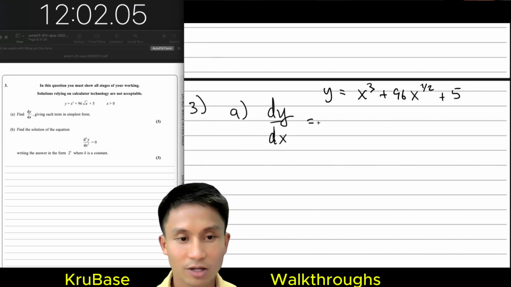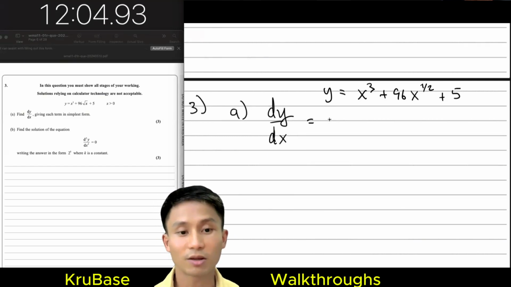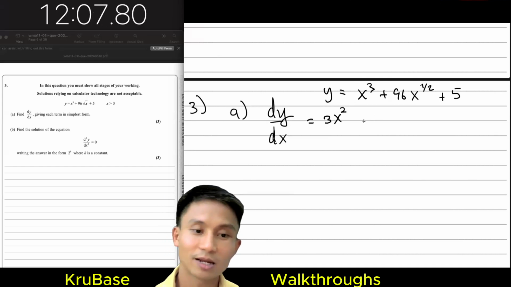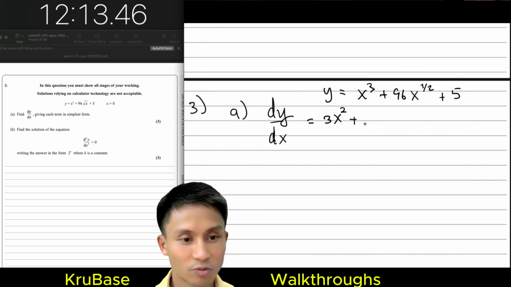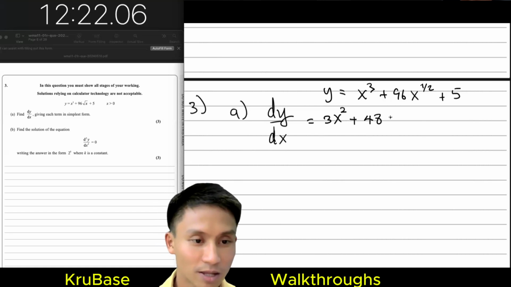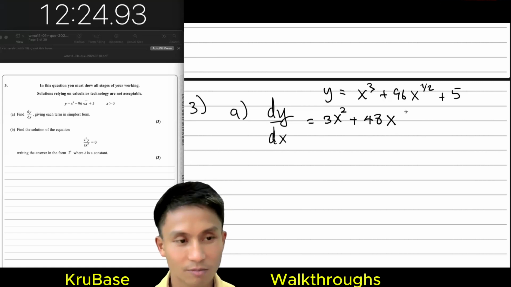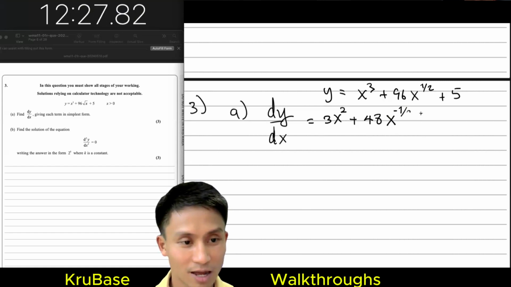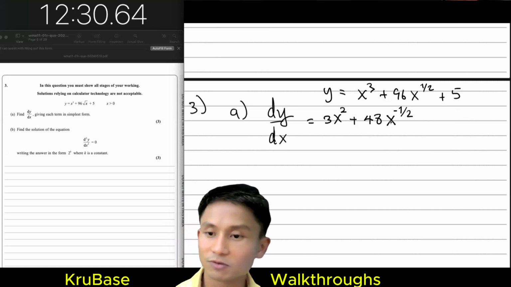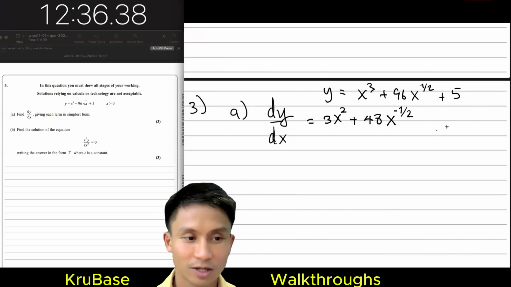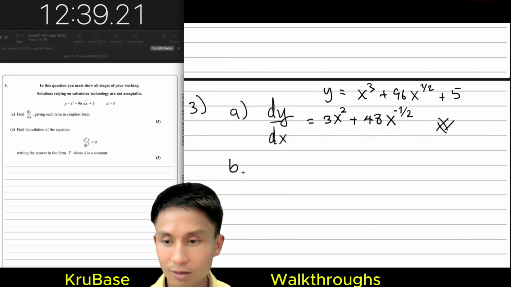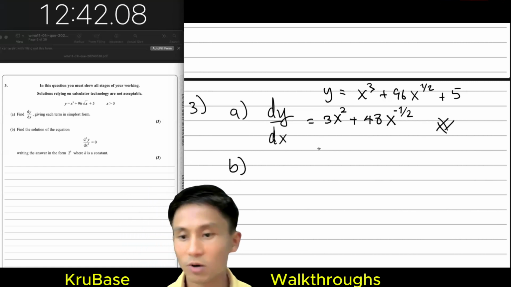So when we differentiate, we bring 3 down and the power is subtracted by 1. So we get 3x to the 2 for the first term, and plus, again, this is 1 over 2, bringing down 96 times 1 over 2. I'm just going to do the times 1 over 2 already, so I'm getting 48, just by mental math. And then x to the power reducing by 1, so we get a minus a half there. And differentiating a number gives you 0. So that's it, right? This is already a simplified term. Okay, so that's done. And then part B, find the solution of the equation.